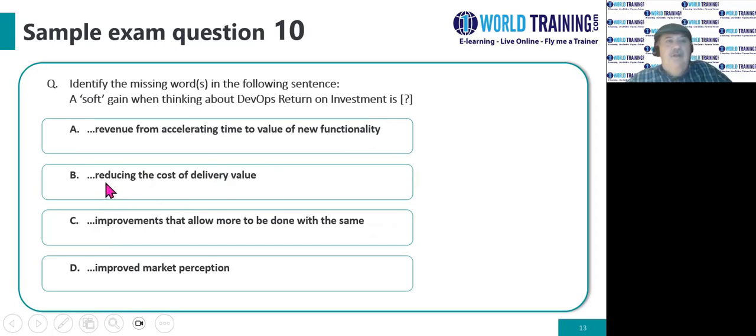Let's look at the rest. Reducing the cost of delivering value. Well, the ROI is a factor of both revenue and costs. I think costs, yeah, isn't a soft gain. It's more of a hard gain.